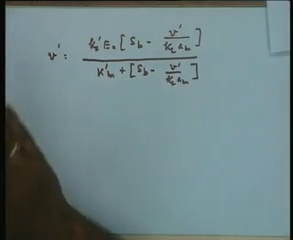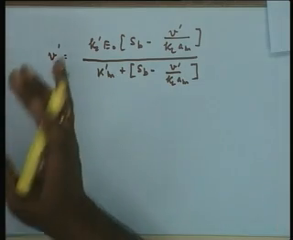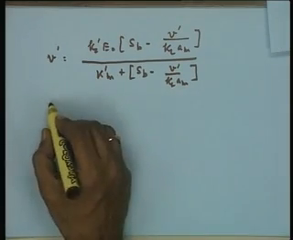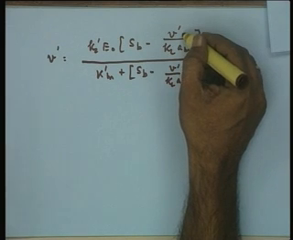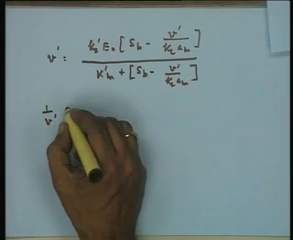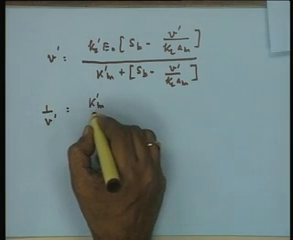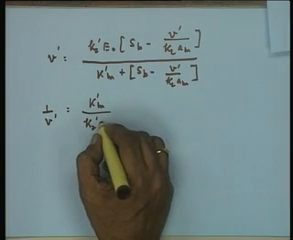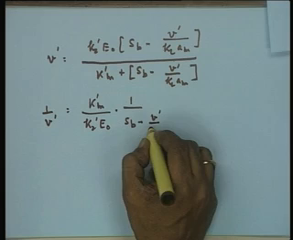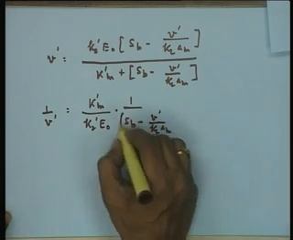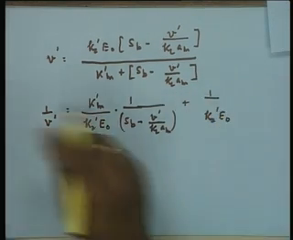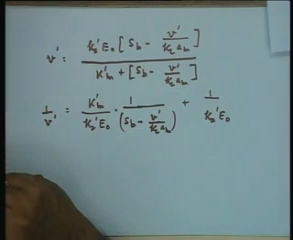The steady state rate of reaction will be given by this expression, and essentially SS will be equal to SB minus V dash upon KLAM, and therefore 1 upon V dash will be equal to K dash M upon K2 dash E naught into 1 upon SB minus V dash upon KLAM, plus 1 upon K2 dash E naught. That gives you the 1 upon V naught.